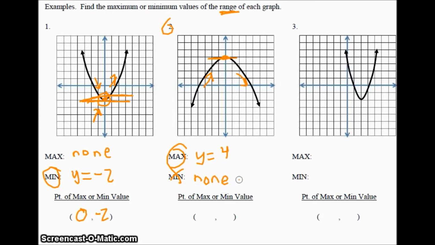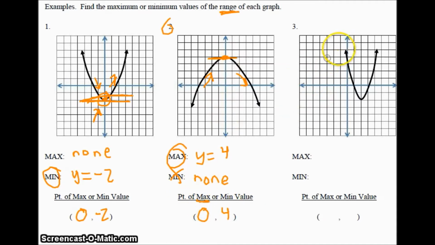Moving on, we'll do the point of the max or min value. Again, we had a maximum value, so this is 4, and at the value of y equals 4, our x, or our input, is 0.